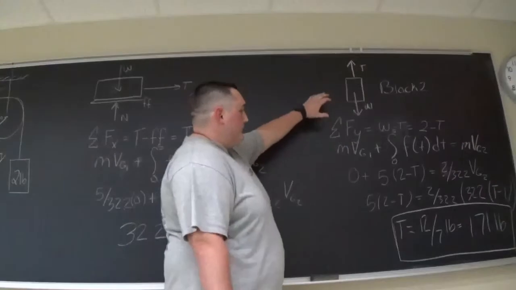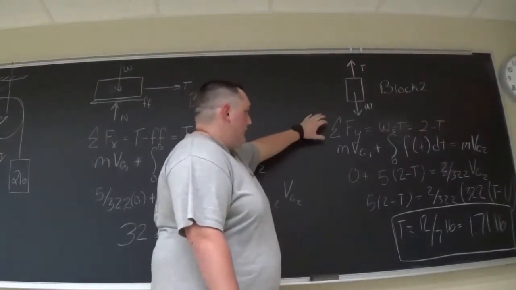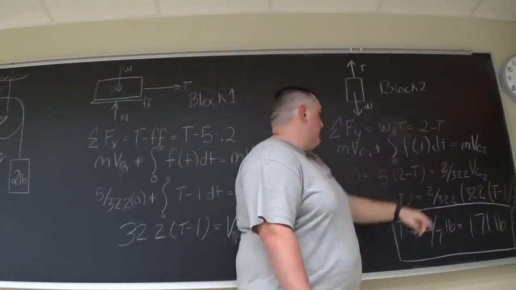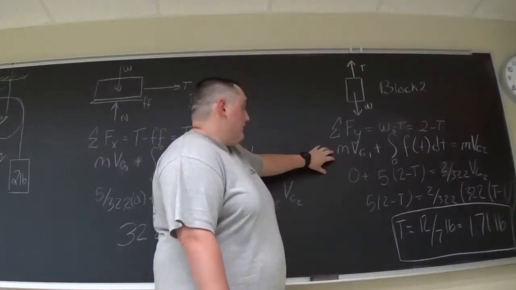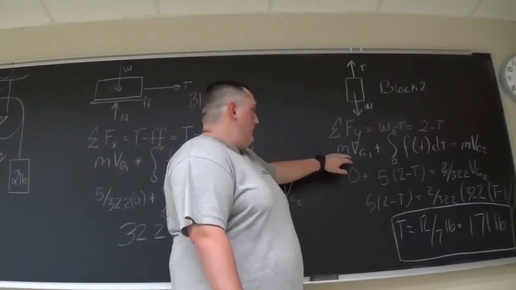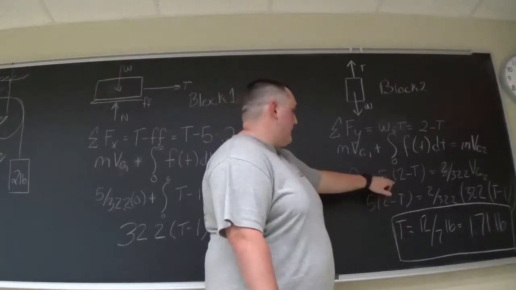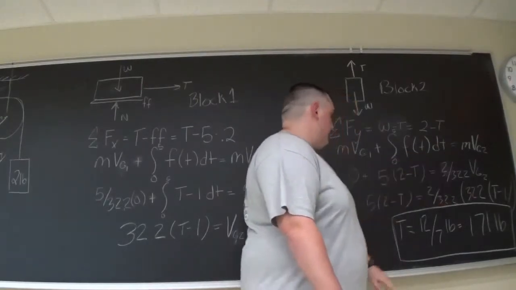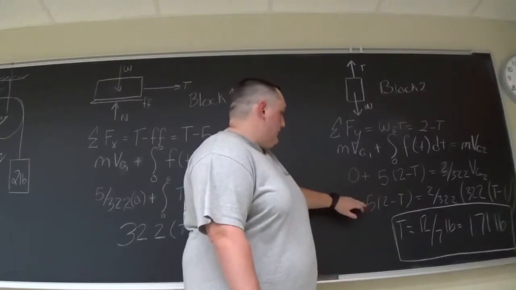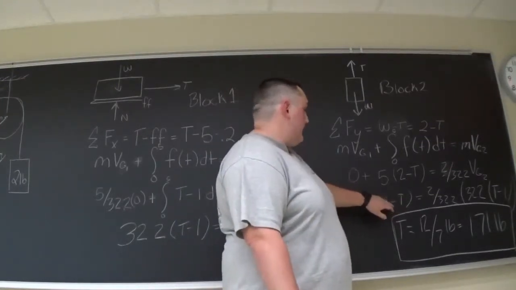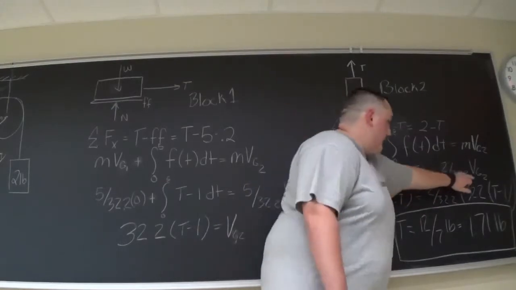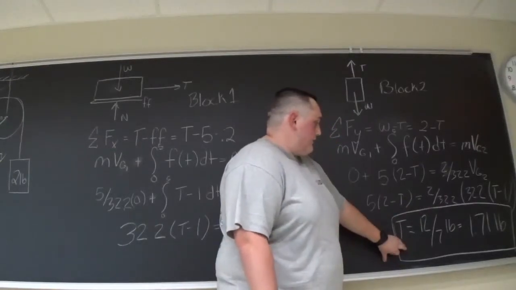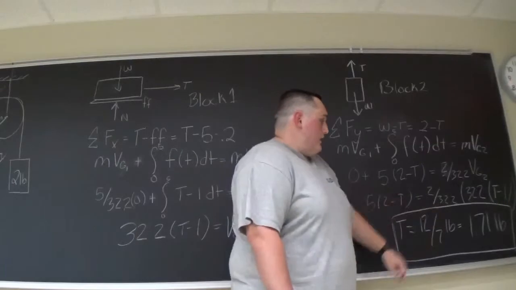So we come over here and do the FBD of block 2, and we get the sum of the forces in the Y equal the weight minus the tension, which is 2 pounds minus T. We set up the linear impulse momentum again, and we get 0 plus 5 times (2 minus T) equals the mass of block 2, which is 2 over 32.2, times the velocity at 2. Then you substitute in the relationship we got here, and you get T equals 12 over 7 pounds, or 1.71 pounds.